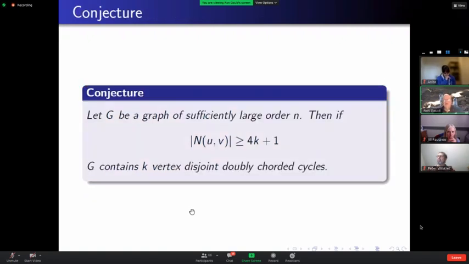I'm going to conjecture that that same degree condition ought to give us k vertex disjoint doubly chorded cycles. And I will admit that I have tried to prove it and failed so far. Thought I had it once, and then on closer examination, there was one point that I have not been able to push through, and I actually haven't looked at it for months now. So maybe when I go back, it'll work.